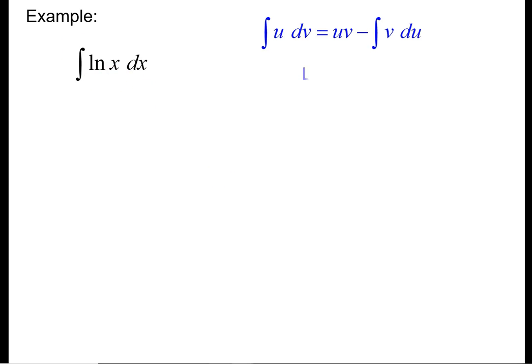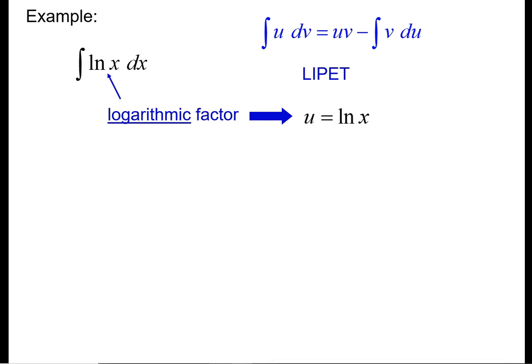So natural log of x is one of our functions, and 1 is going to be the other function. So if you think about your LIPIT rule, L stands for log. Of course, we have a natural log of x, so that's what we're going to use for our u. The other function, dv, then, would have to be just 1. So dv would be 1 and then I keep the dx with my dv every time.